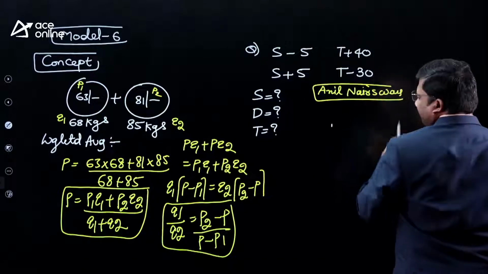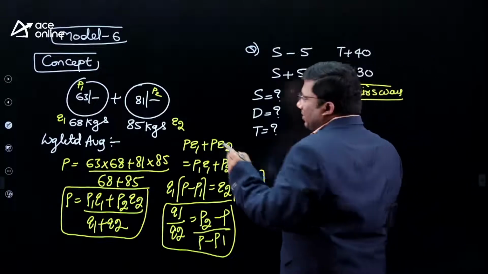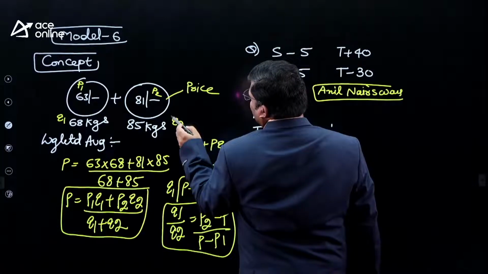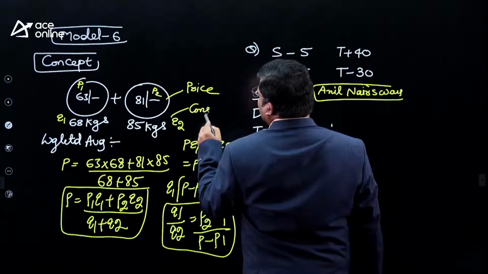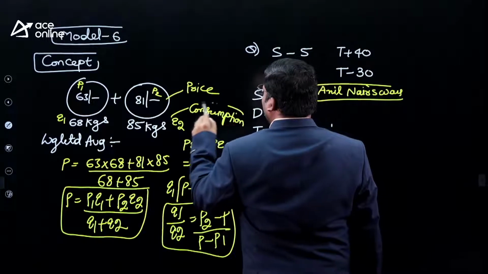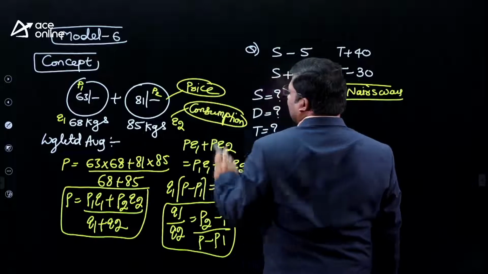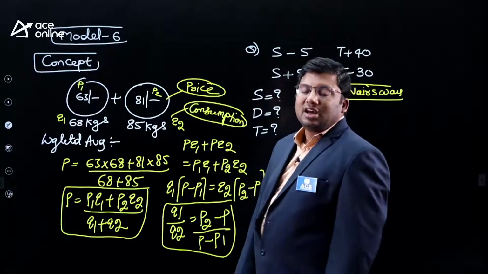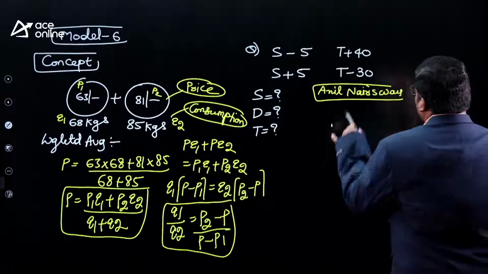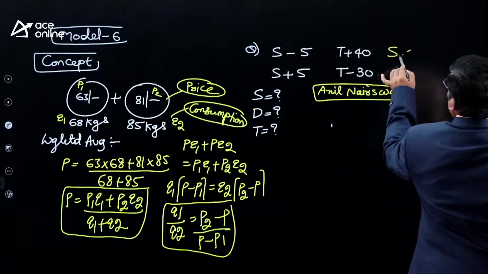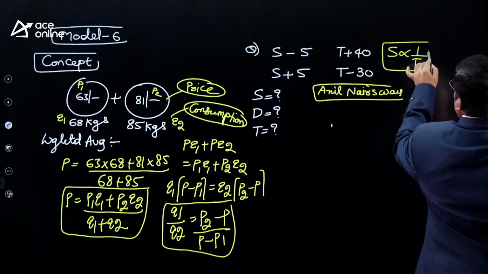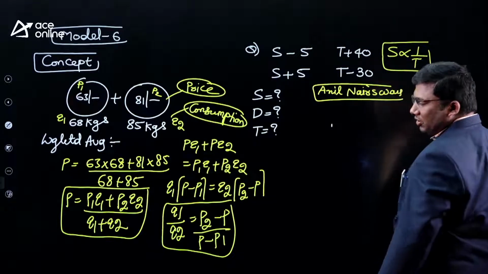Now see here. Can I say P1 and P2 are prices? Q1 and Q2 are consumptions. Price and consumption are inversely proportional to each other. Now if you see, speed and time are inversely proportional to each other.